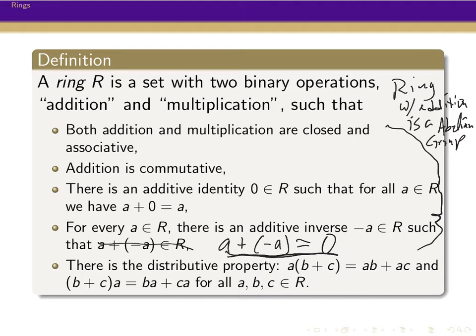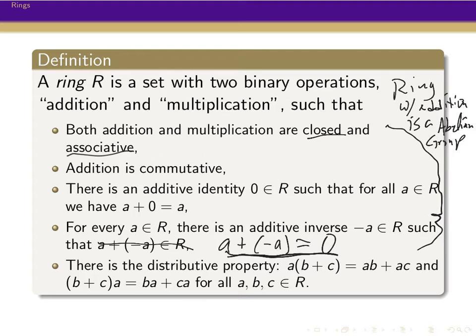Now for multiplication, the only stipulations we have are that it's closed and associative. So it doesn't necessarily have to have an identity, and it doesn't necessarily have to have multiplicative inverses. But what it does have to have is the distributive property. This is the same distributive property that you saw in grade school, where a times the sum b plus c breaks up as ab plus ac, and b plus c times a is equal to ba plus ca.